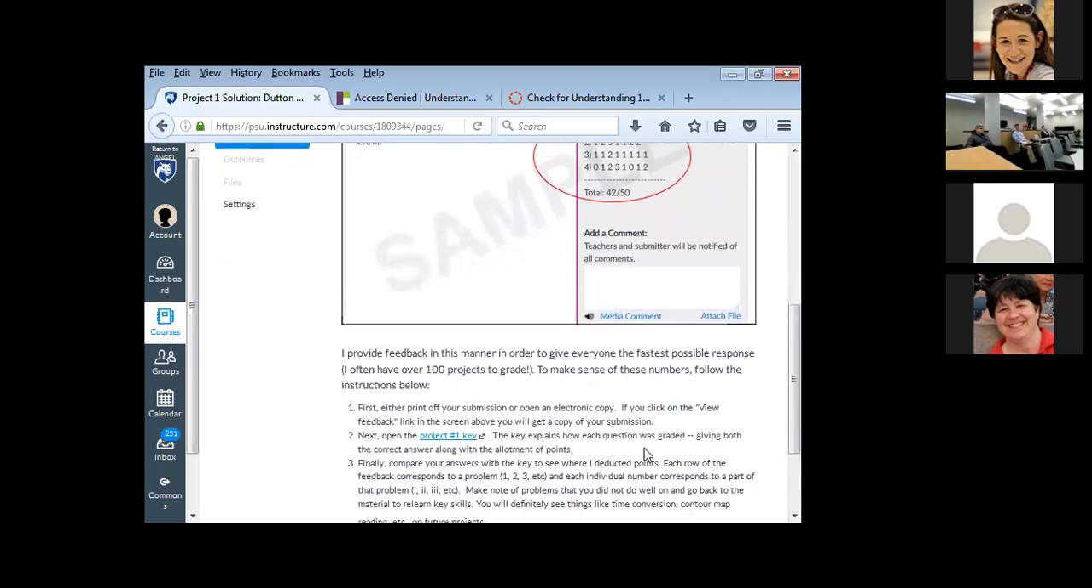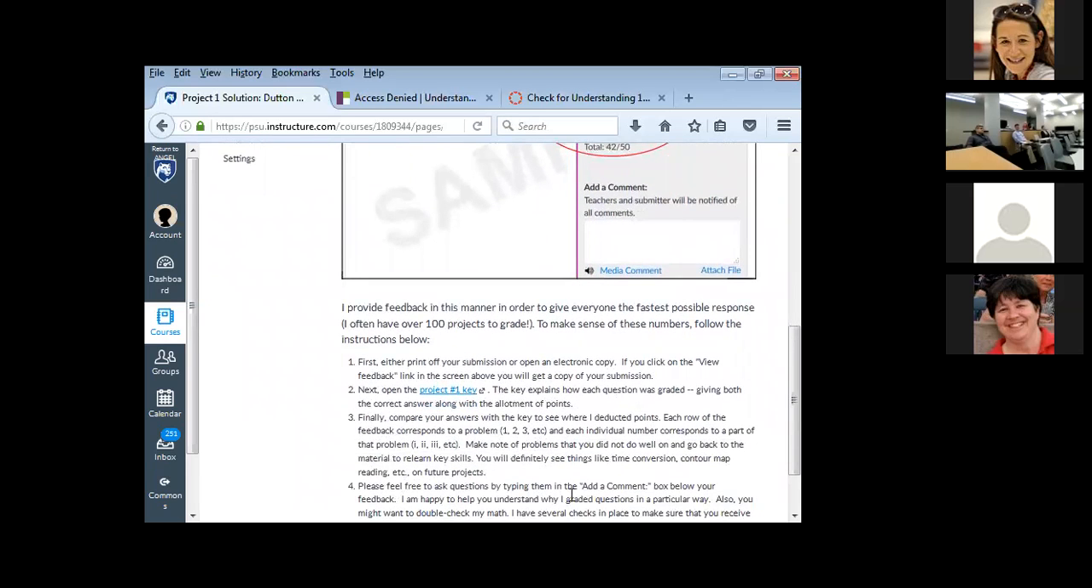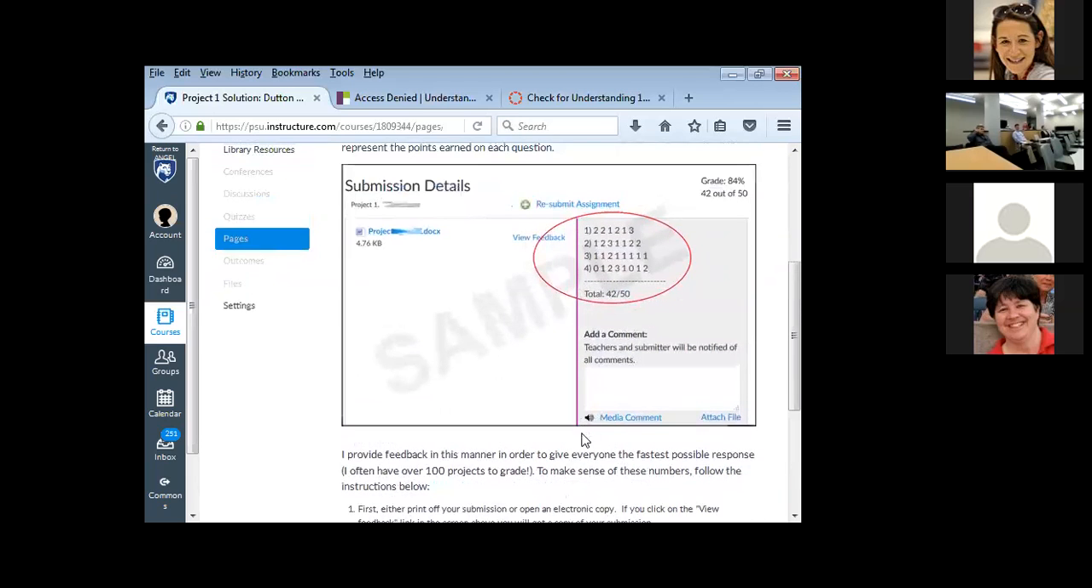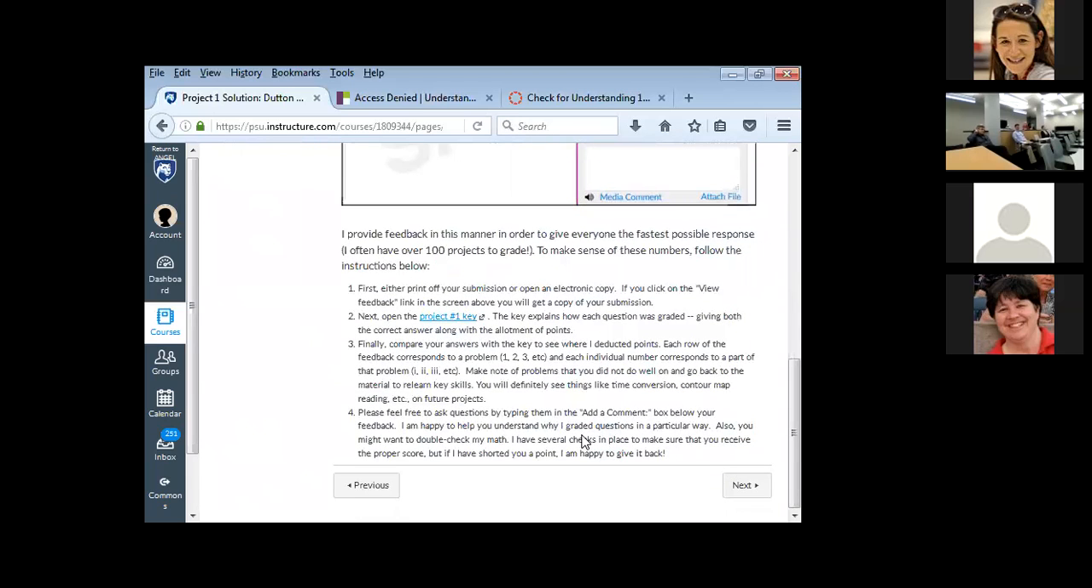And I like having the pages, because otherwise I would have to put all this in Angel. I would have to put all this in an email, right? Here's how you do it. And I like having it right there. So it's nice, and students refer back to it.